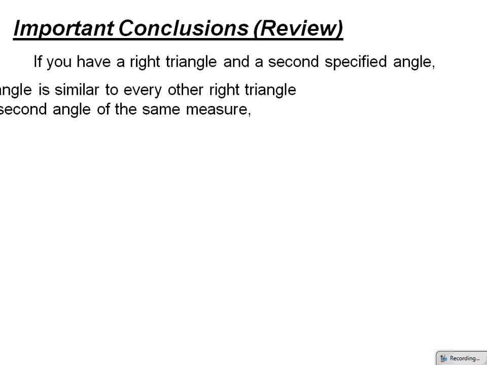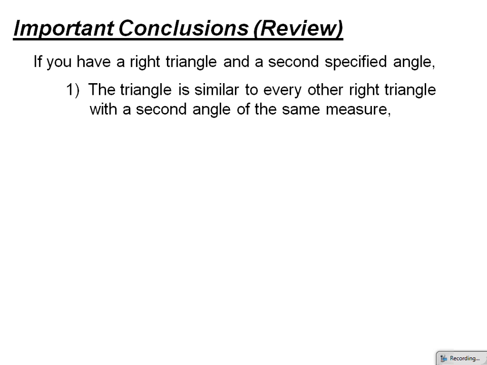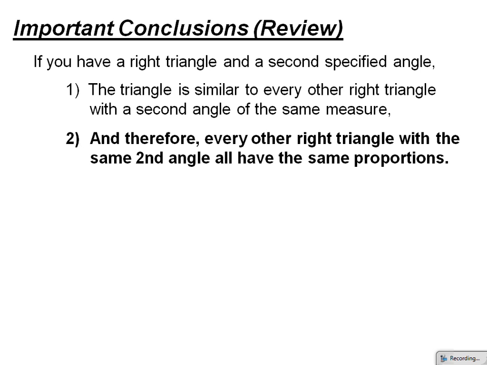If we have a right triangle and a second specified angle, then first of all, we can conclude that that triangle is similar to every other right triangle with a second angle of the same measure. And more importantly, every other right triangle with the same second angle must have the same proportions with its sides as this given triangle.